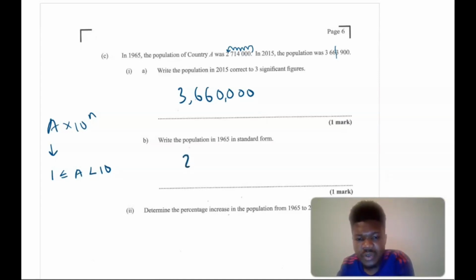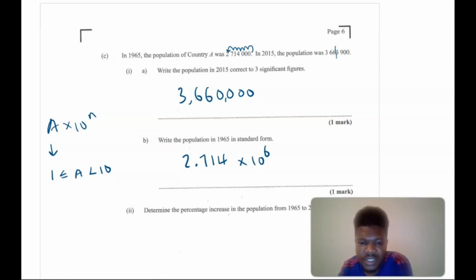So it's going to be 2.714 times 10 to the 6th power. 10 to the 6th power is a million, and if we multiply this 2.714 by a million, we're going to get back the original number. So that's what we do right there.